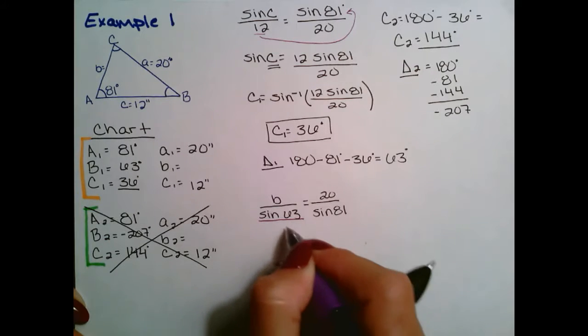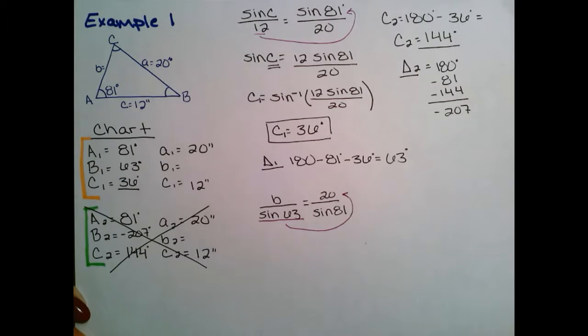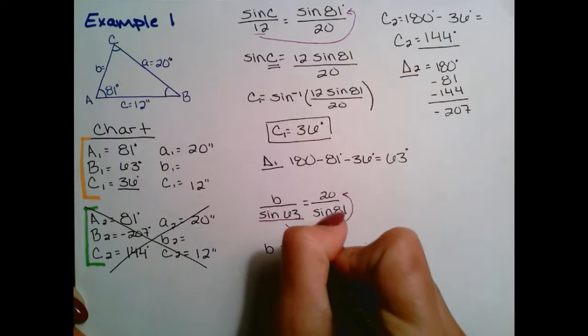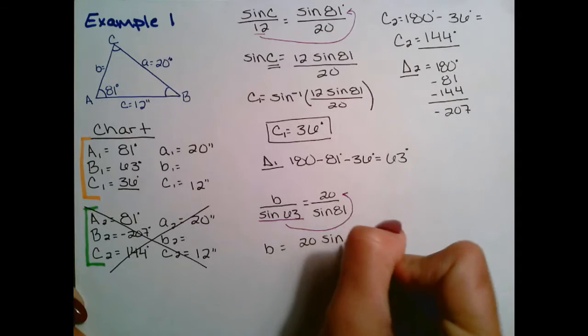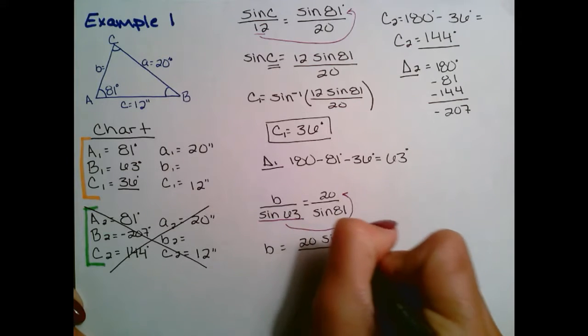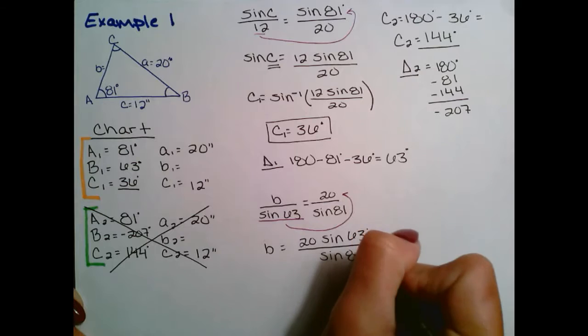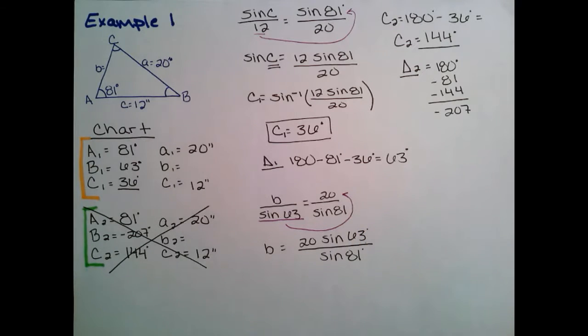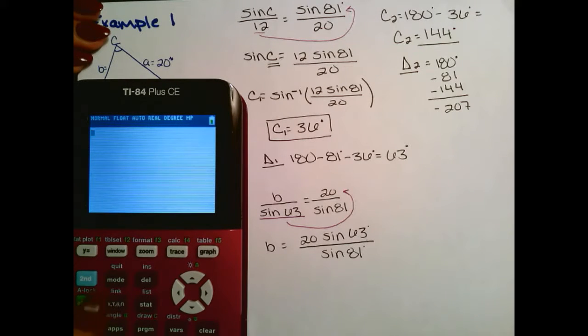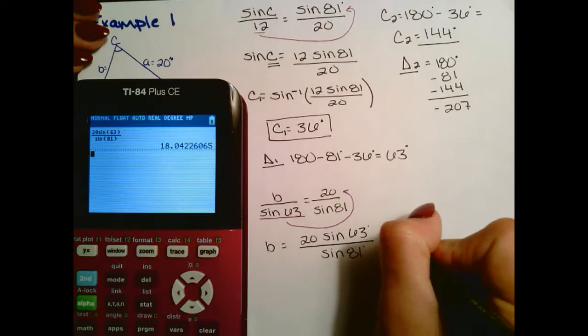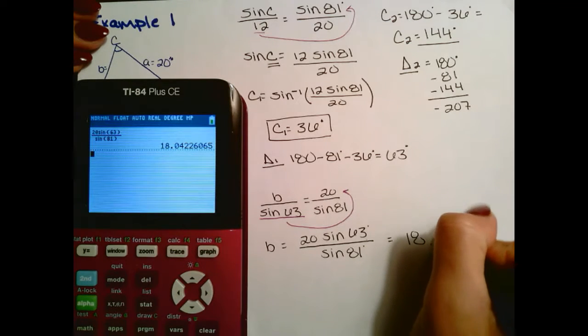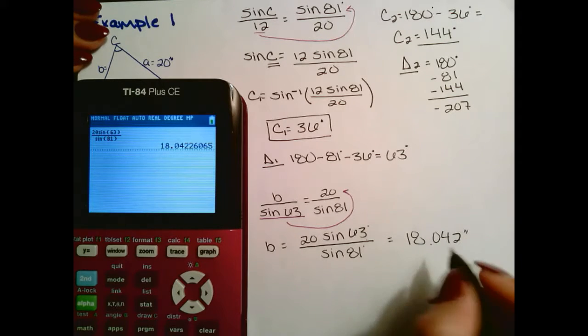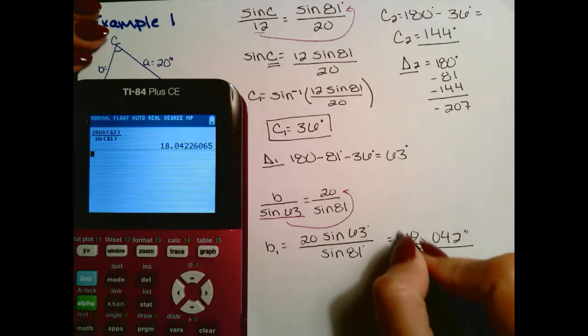I want to isolate that b, so this is going to come and multiply over to the top. And this will say b equals 20 times sine of 63 degrees all over sine of 81 degrees. We're going to go ahead and plug that in. Alpha y equals, for our fraction button, 20 times sine of 63 over sine of 81. And we have that little b is 18.042, and we were talking about inches in this problem. And again, this is for B1.